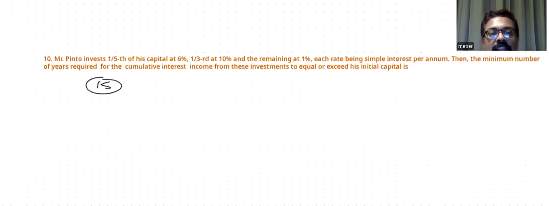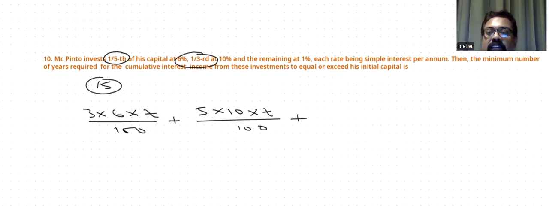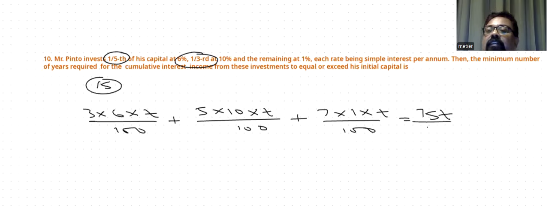So the first investment is 3, at 6% per annum, a simple interest question. Time is T years. So this is the amount of interest. Second part is 1 by 3, which means 5, rate percent is 10, time is T. And the last part is 15 minus 5 minus 3, which is 7. So the total is 18 plus 50 plus 7, which is 75. So 75T by 100 means 3T by 4.